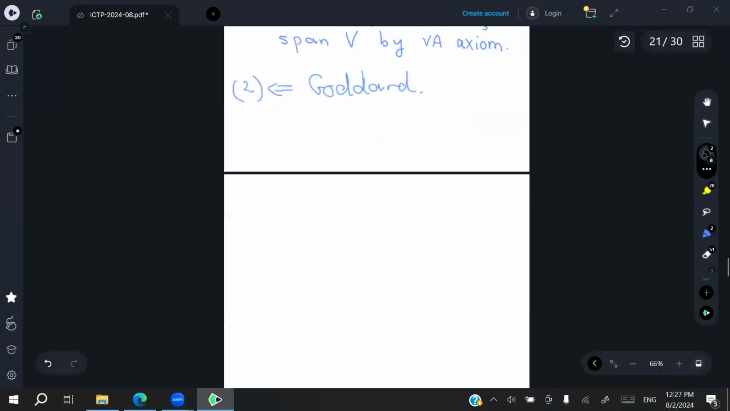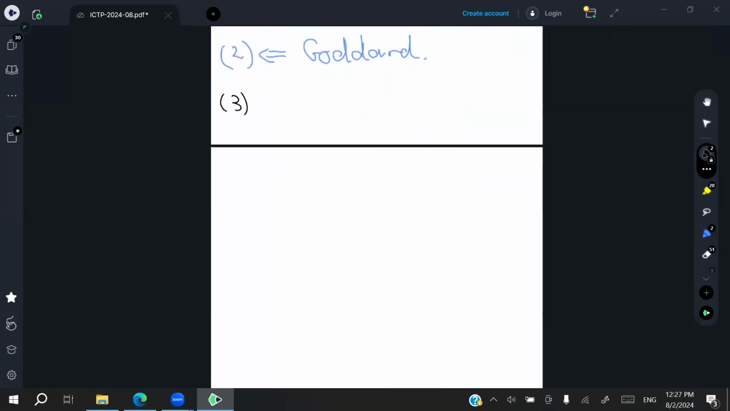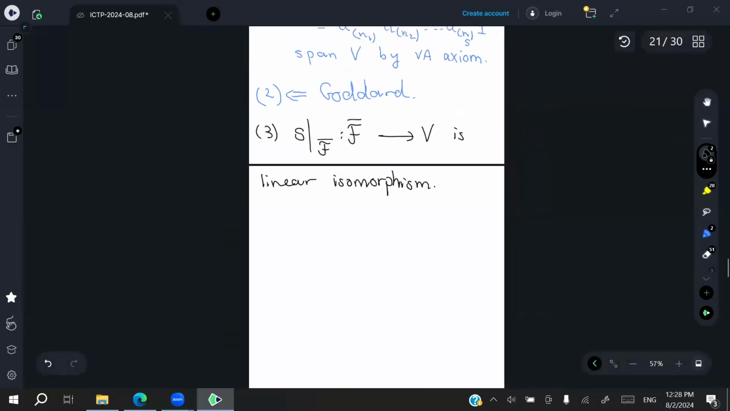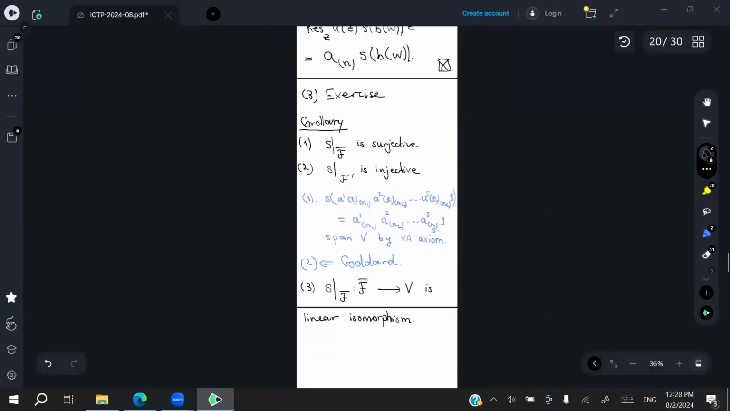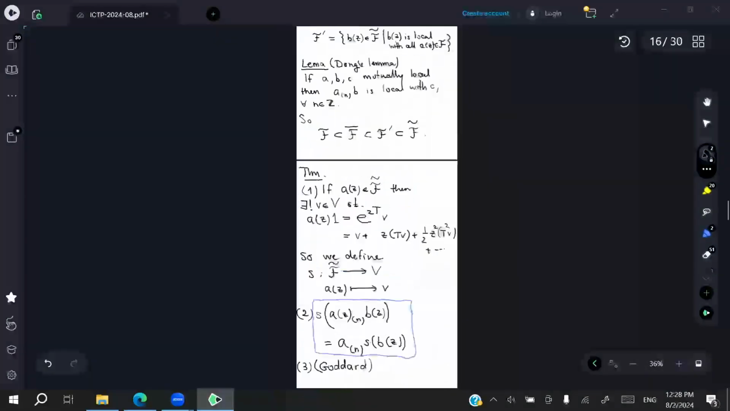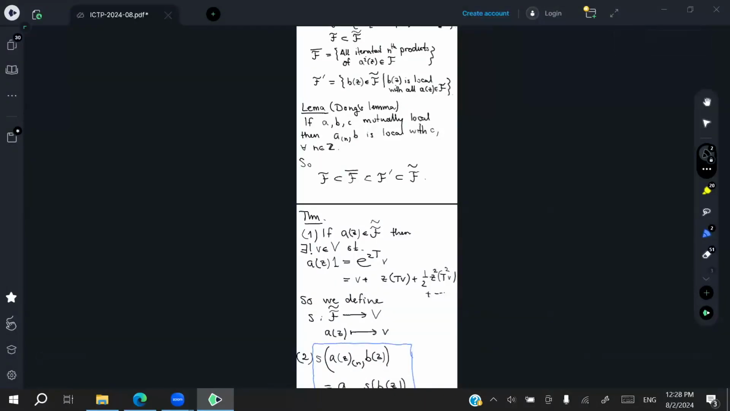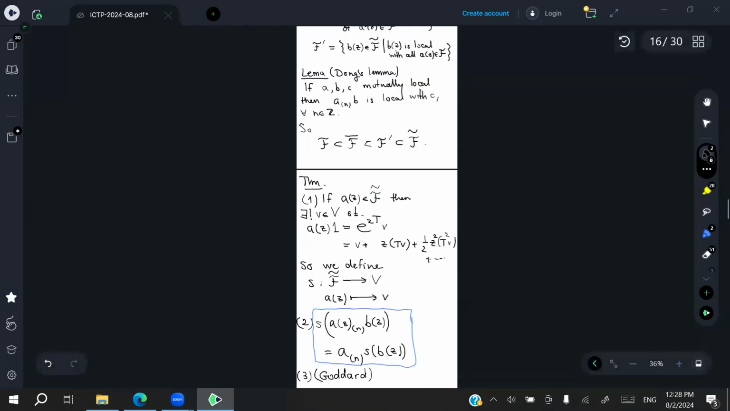Okay, and I'll continue with the statement of the theorem. So part 3 says then S restricted to this F bar is a linear isomorphism. Now, why is this true? Well, we've just seen that, so go back. We have F bar inside F prime, and we've seen that the restriction of S to F bar is surjective, but F prime is bigger than F bar. But we've also seen that the restriction of S to F prime is injective. So actually, F prime and F bar have to be equal to each other, and the restriction of S to both has to be an isomorphism.